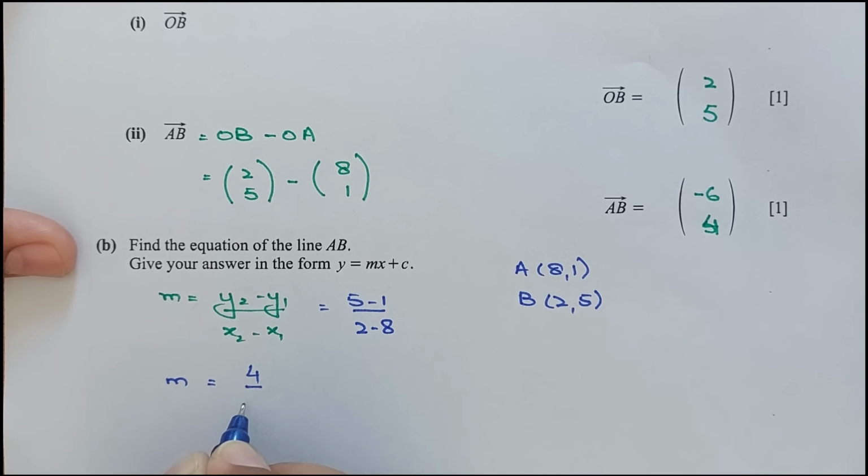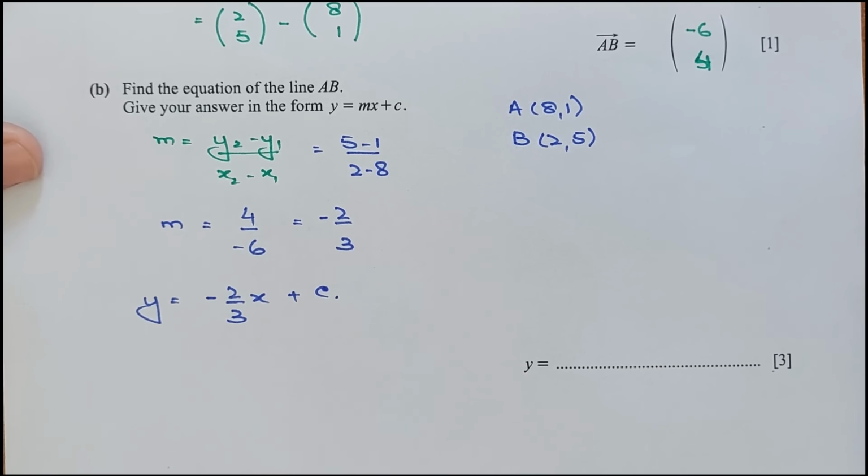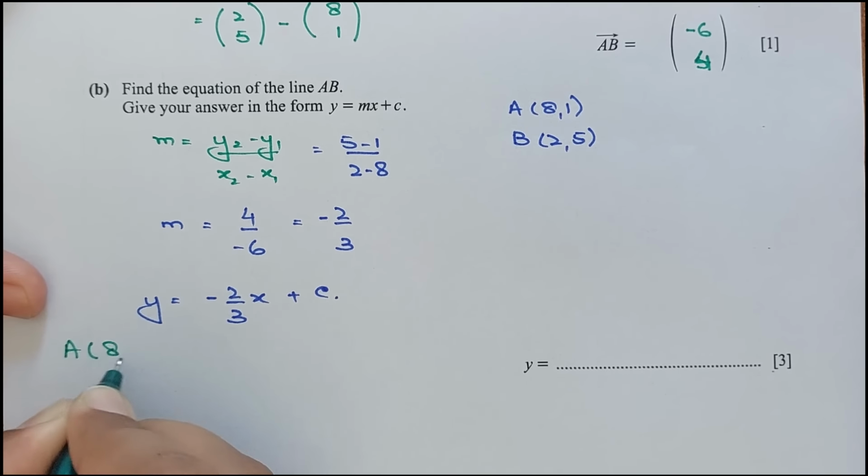4 over negative 6. 2 times 2 is 4, 2 times 3 is 6, so the slope is minus 2 by 3. Right, so we have an equation y equals minus 2 by 3x plus c. To get the value of c, you can use the coordinates of A or the coordinates of B. Let me use A, which is (8, 1). You can use B as well.